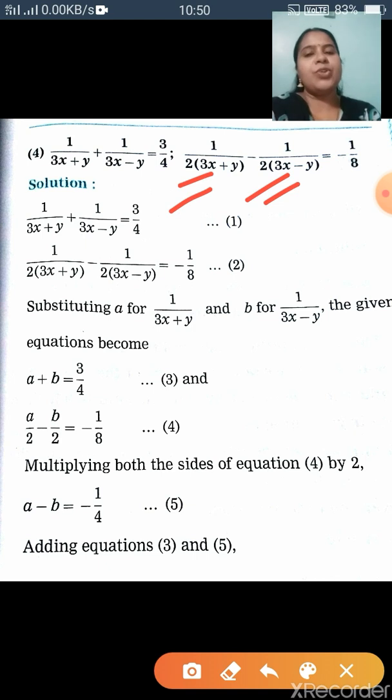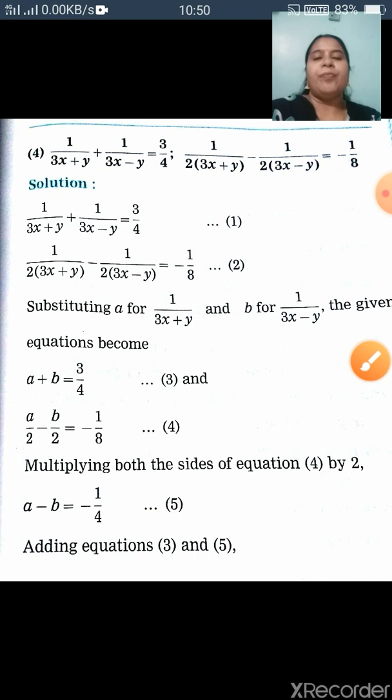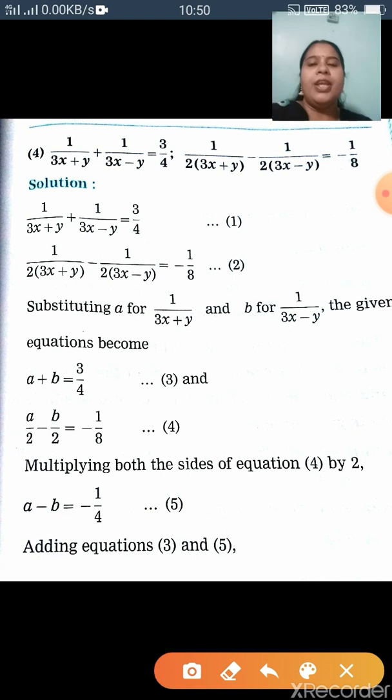While giving substitution for 1 upon x, 1 upon 3x plus y as a and 1 upon 3x minus y as b, do not take this 2 up in the numerator. Okay, so let's start. I have numbered the equations as 1 and 2. Now look at the substitution. A is given the value as 1 upon 3x plus y and b for 1 upon 3x minus y.